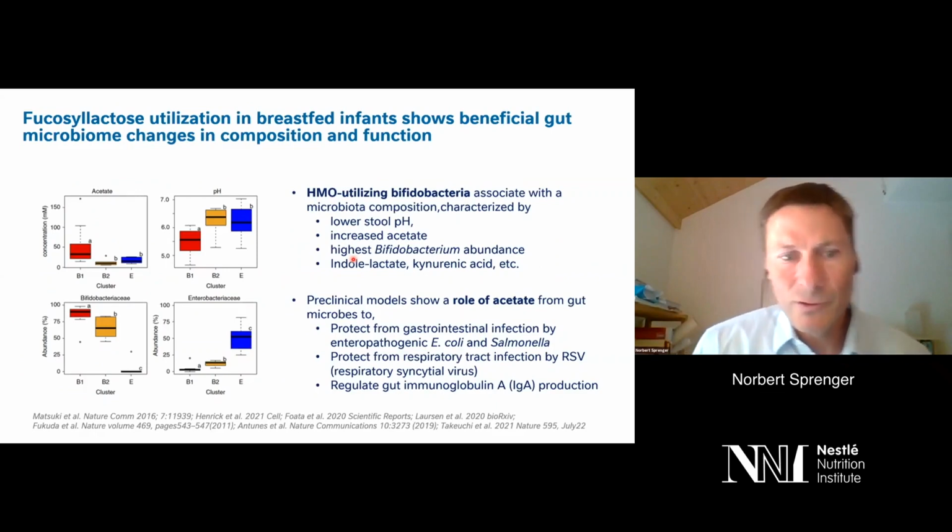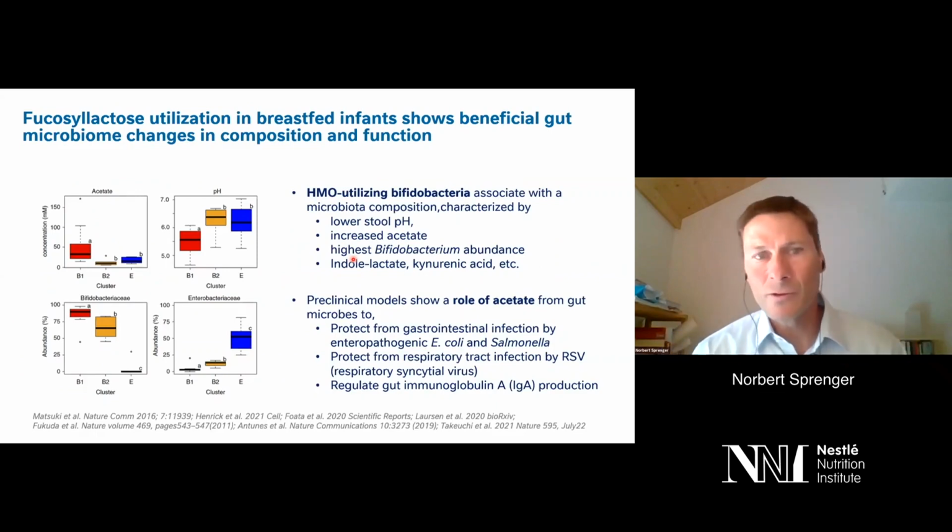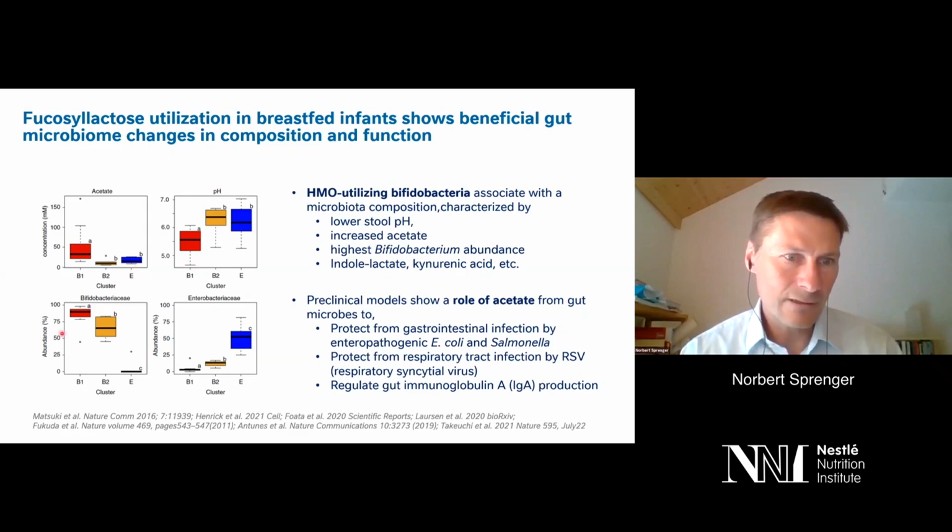So here I show you an example from a Japanese cohort. And I like this one particularly because they looked at community types again, and they have a community type red, again in this case very dominated by Bifidobacteriaceae. This community type is characterized by bifidobacteria that can utilize the HMOs, and particularly in this case, fucosyllactose. So they get this dominance because they have this type of substrate.